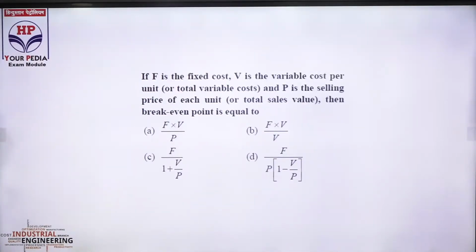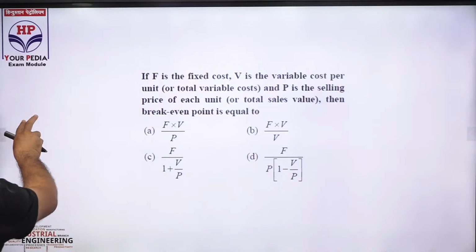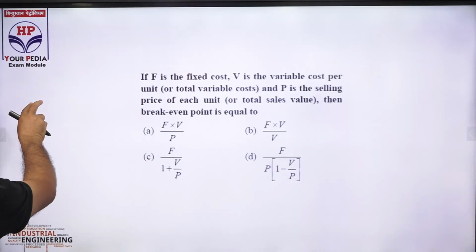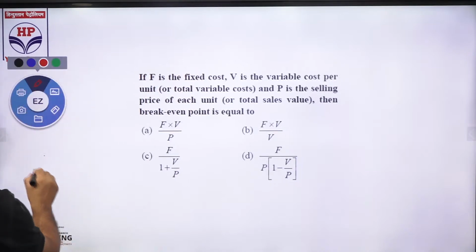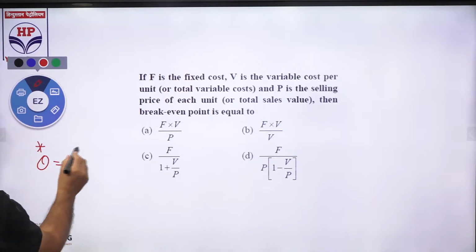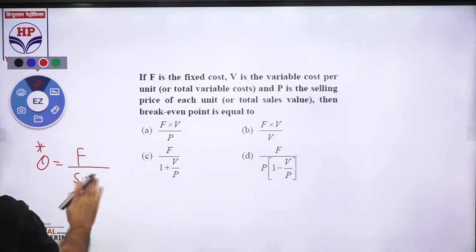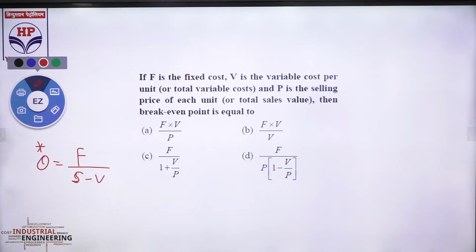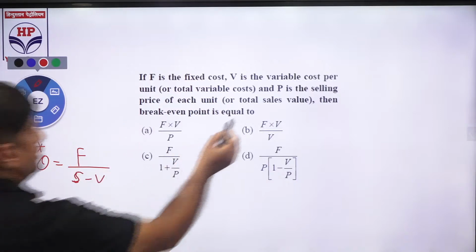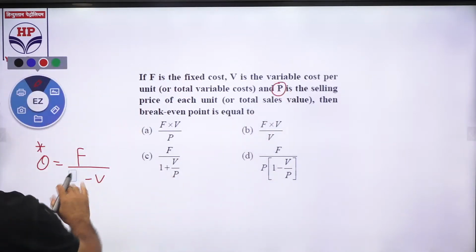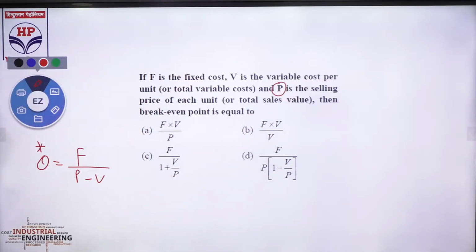Okay, so give me the answer to this now. If F is the fixed cost, V is the variable cost per unit, P is the selling price of each unit, then what will the break even point be? Just now we found the break even point. I told you break even point Q is F over S minus V. In this case, instead of S, he is giving you the term P. So it is P minus V.